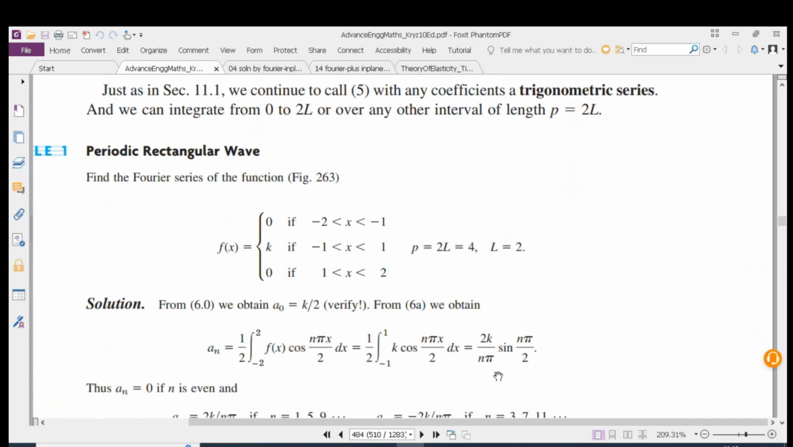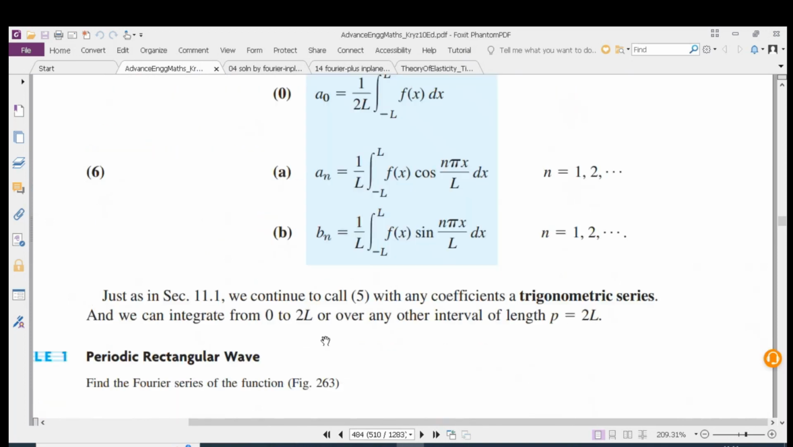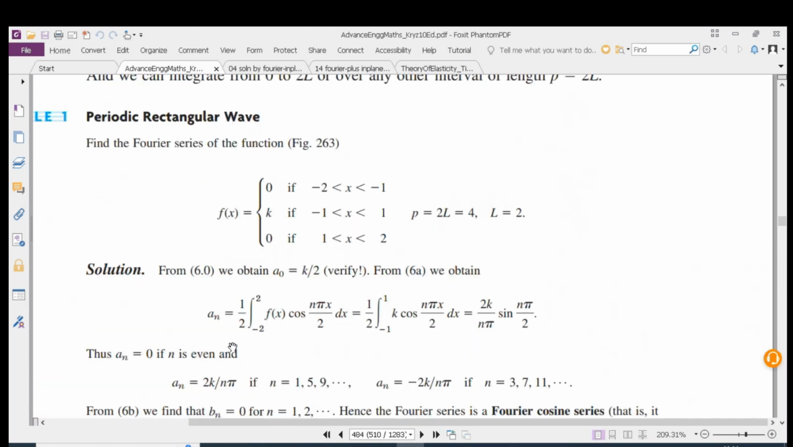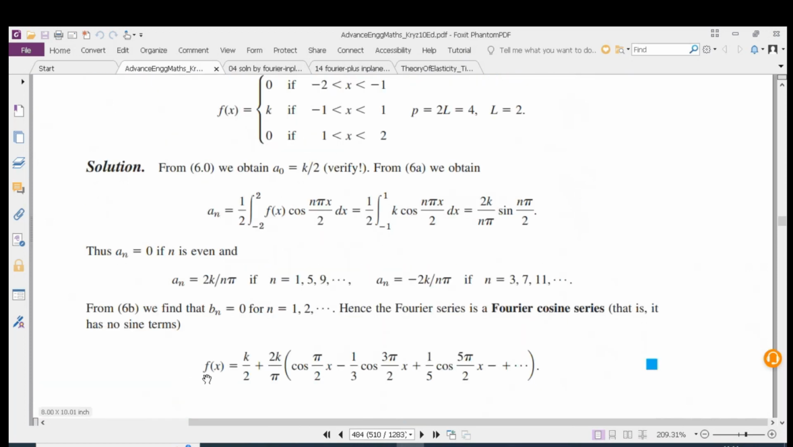And an comes out to be 2k by n pi sine n pi by 2. In a similar manner, we can find out our bn, and we can write our equation f of x equal to k by 2 plus 2k by pi, small bracket, cos pi by 2x minus 1 by 3 cos 3 pi x by 2 plus 1 by 5 cos 5 pi x by 2, and so on and so forth.